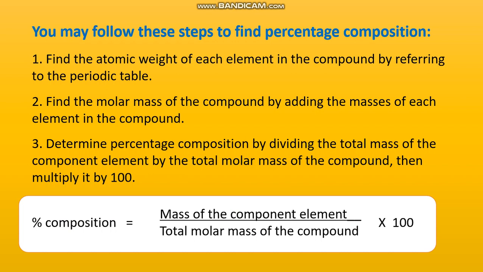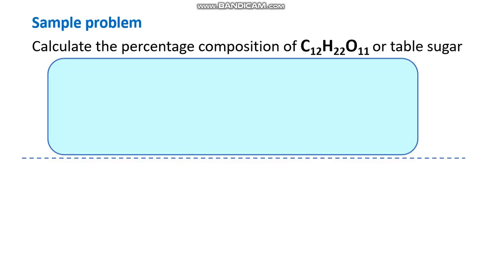Why do we need to multiply it by 100? Because it is the idea of our percentile. So the formula is: percent composition is equivalent to the mass of the component element divided by the total molar mass of the compound, multiplied by 100. We have here example problems to help us see clearly how we can compute for the percent composition.